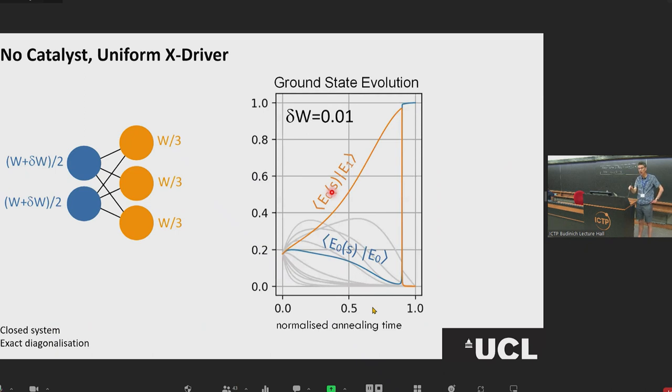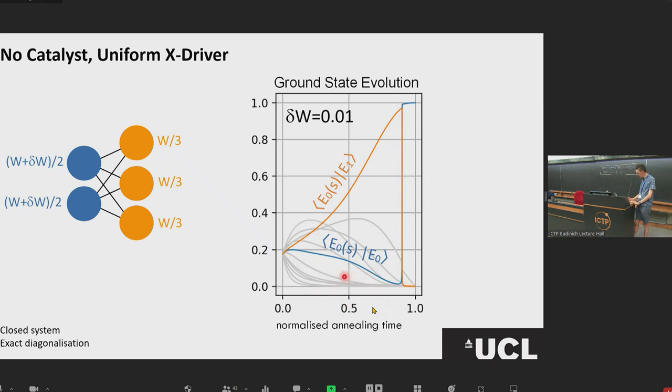Let's look at what happens in the annealing case if we don't have a catalyst. So in other words, we just have a uniform, local X driver. And here we're looking at a five-spin problem where delta W is very small, which makes the problem hard, and we have this nasty-looking avoided level crossing. So here I'm plotting in blue the overlap between the instantaneous ground state and the problem ground state. In orange, the overlap between the instantaneous ground state and the problem first excited state. And in the gray plots you can see in the background here, the overlap between the instantaneous ground state and all the other states that we have in the system, plotted as a function of annealing time.